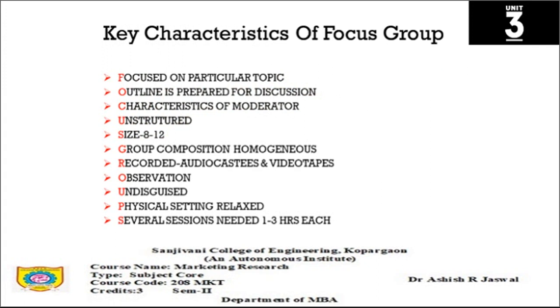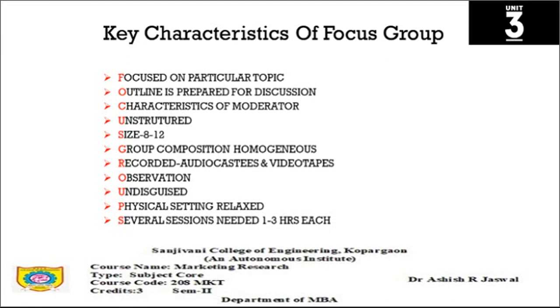Key characteristics of focus group. If you look at the word focus group, each alphabet is converted into a characteristic for us to remember, to make it easy when you want to recall what is focus group. The first alphabet is F. When we want to carry out a focus group, it is focused on a very particular topic, and as such, the most important characteristic, the respondents are told the purpose of the interview being conducted. So, focused on particular topic.